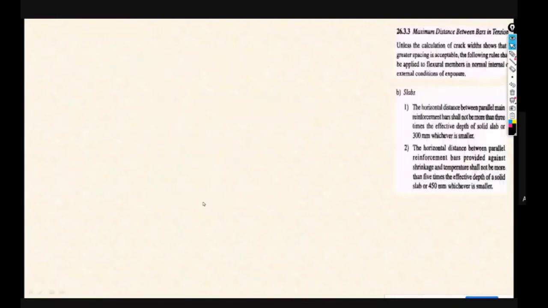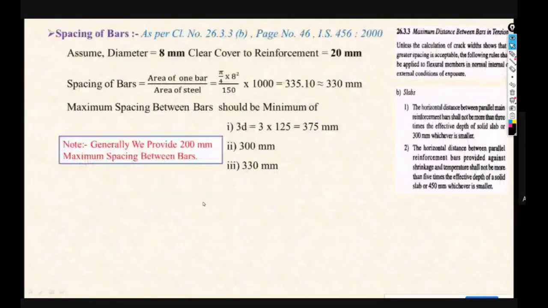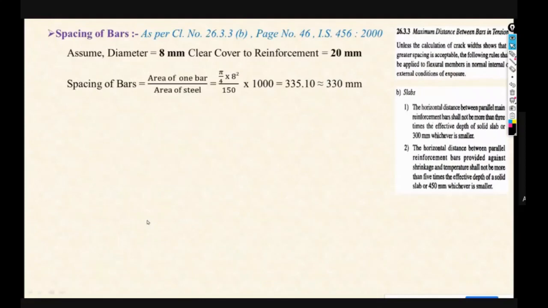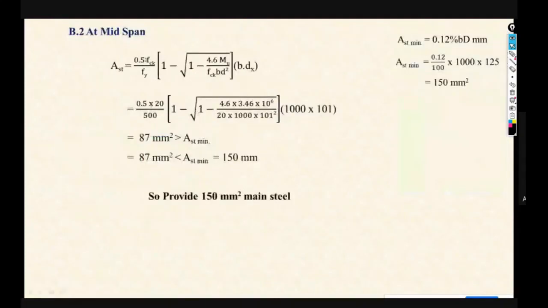Then again calculate the spacing for that 150. Then at longer span, same at support and mid span. So again it is less than 150, so provide 150. Then calculate spacing, and then again at mid span, 87. So 150 mm square should be there. So again we will go with the 150. Okay, that is one thing.